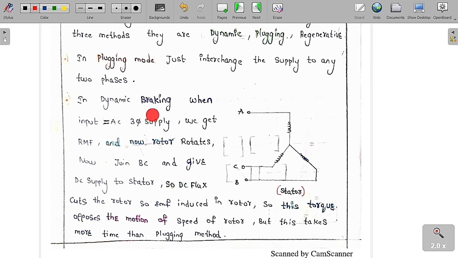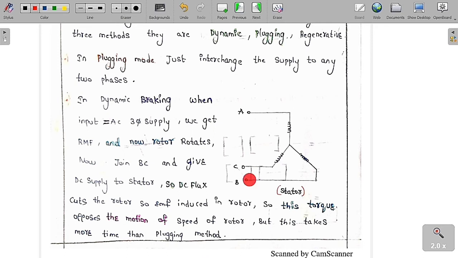Now in dynamic braking of induction motor, when the input is AC three-phase supply, we are going to get RMF, and now the rotor rotates. Now join B and C and give DC supply to the stator. So DC flux cuts the rotor, so EMF is induced in the rotor. So this torque opposes the motion of the rotor, but this takes more time than the plugging method.